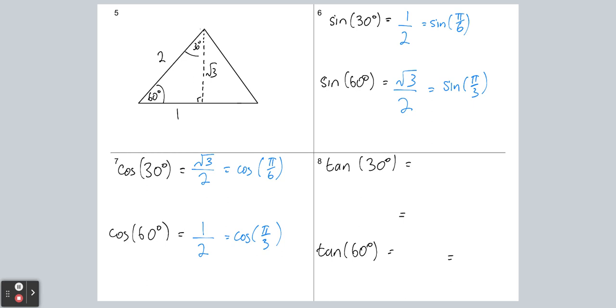SOHCAHTOA, tan is opposite over adjacent. If we're at the 30 degree point here, then opposite is 1 and adjacent is root 3. And so we have opposite 1 over adjacent root 3. But we're not quite finished yet, because in mathematics, we don't like to see an irrational number like square root of 3 as the denominator of a fraction. So we do what's called rationalizing the denominator.